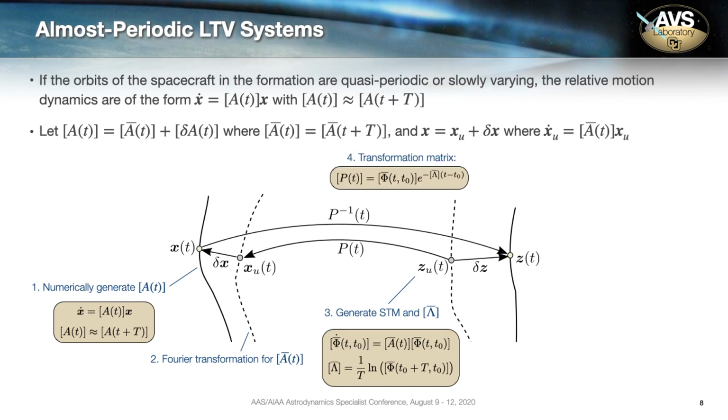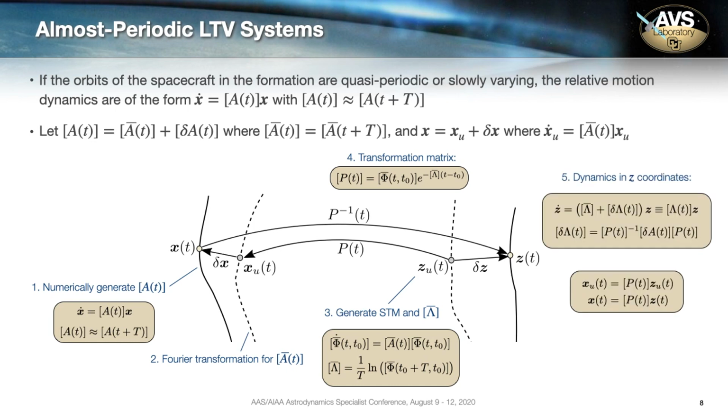The XU and ZU coordinates are related by a periodic transformation matrix, and we use the same transformation to derive a new system, the Z coordinates, that is dynamically equivalent to X. Thus, examining the resulting dynamic equations in Z coordinates, we've transformed the linear relative motion problem from a system in X with time-varying, almost periodic plant matrix to a system for which the plant matrix is almost constant, lambda bar, but subject to small oscillations, delta lambda.